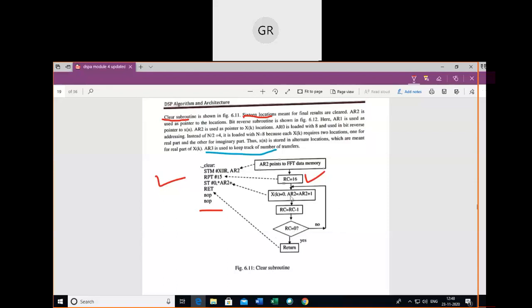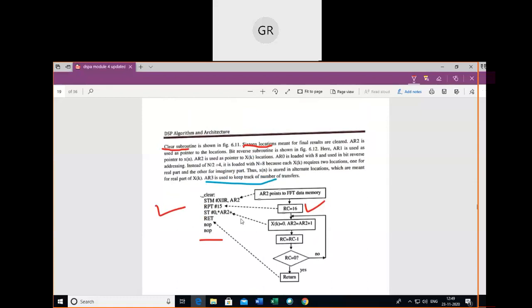Initialize 0 to all the memory locations. Just go through this. This program is very important. Please practice it. Either you can practice it, or you can remember it. Go through the logic, which logic they use. This is about the clear.